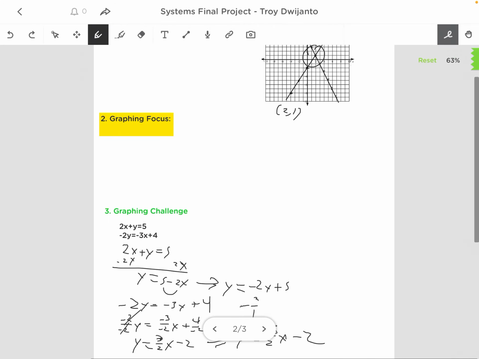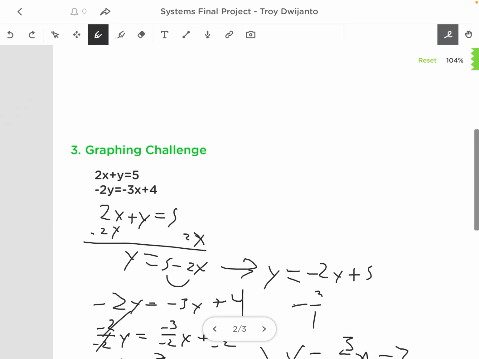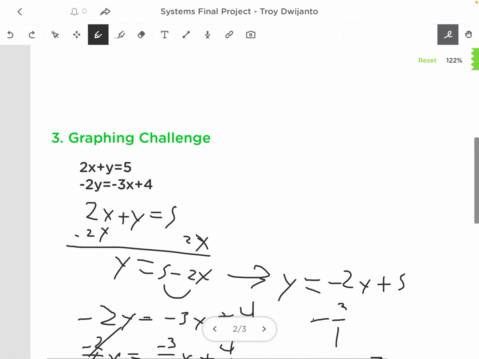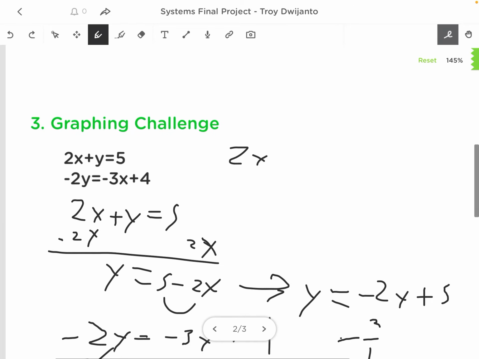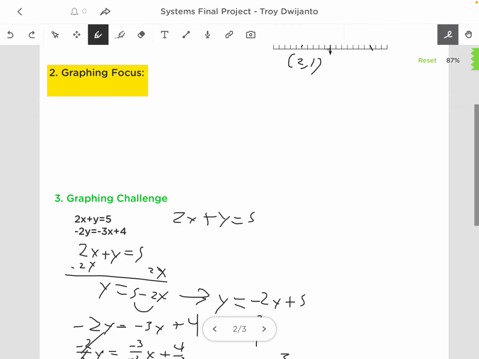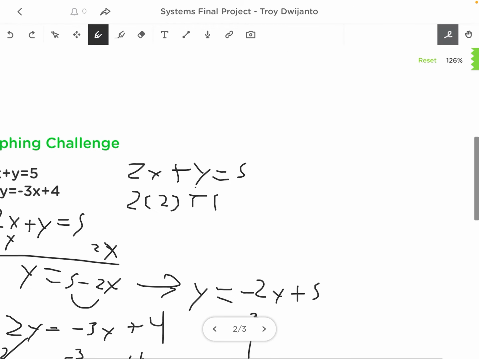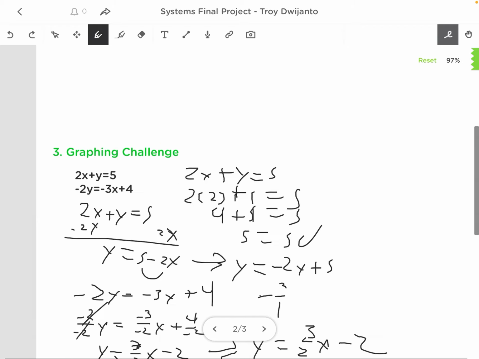Now to verify this, you must take both equations and replace the x and the y with the respective x and y values of the solution. So for the first equation, 2x plus y equals 5, we take the x from the solution, which is 2, so 2 times 2 plus the y, which is 1. 4 plus 1 equals 5, and 5 equals 5. So for the first equation, check.